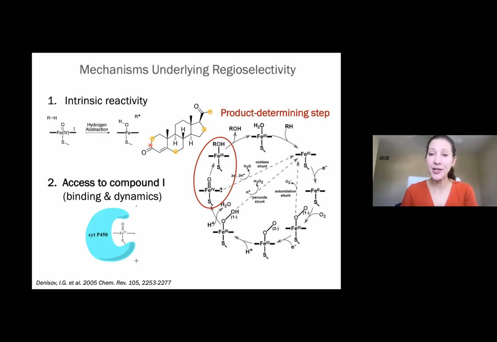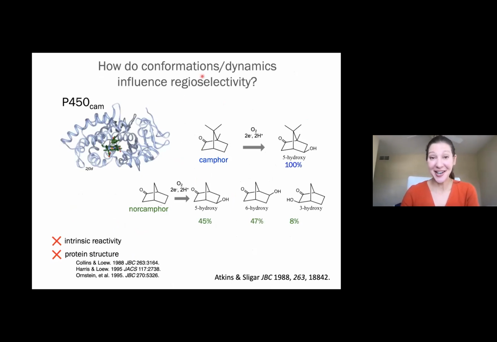So what's going to control the regioselectivity of these enzymes is either the intrinsic chemistry of the substrate, how hard it is to pull a hydrogen off of the different carbon centers, or as we argue for this next example, how the protein actually recognizes the substrate, holds it with respect to this reactive species, and lets one or another of those carbon centers even approach it. Okay, so we were after this question: can dynamics influence selectivity? So we really set the system up for ourselves, meaning it's probably one of the most well-studied enzymes out there. So there was a lot of previous data.